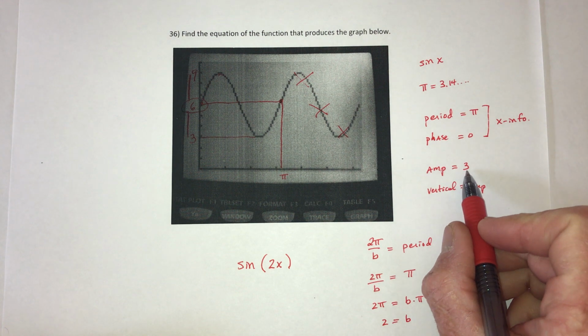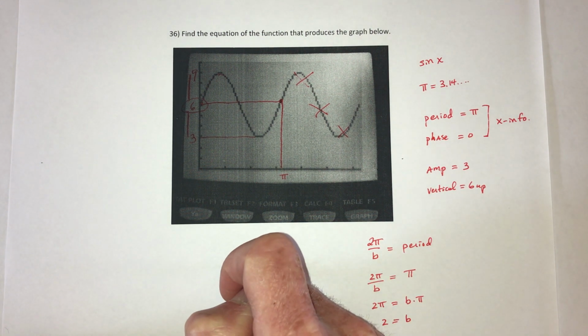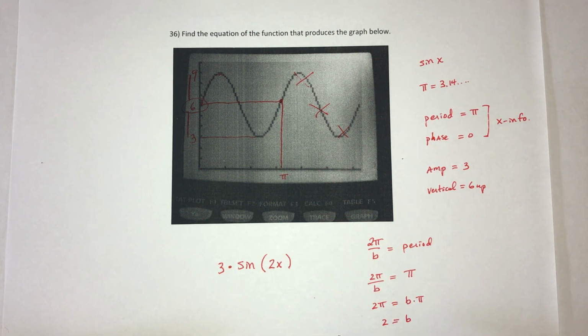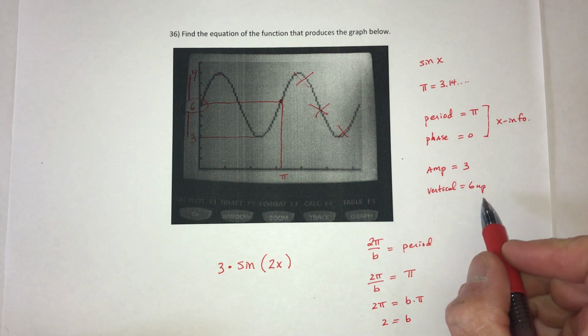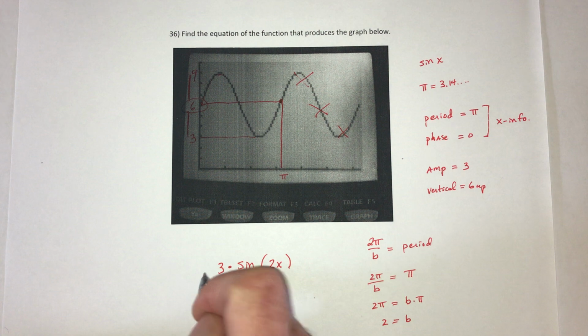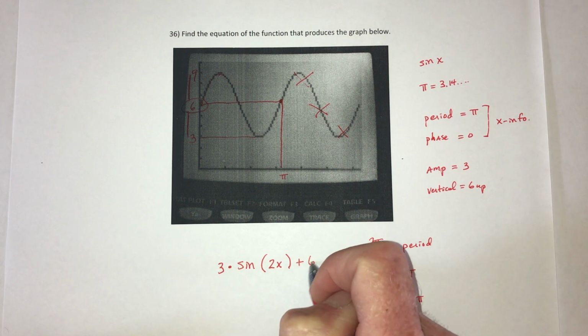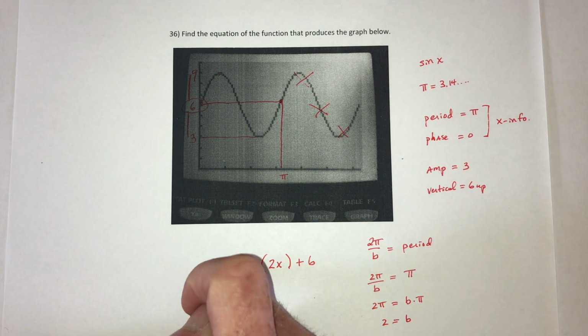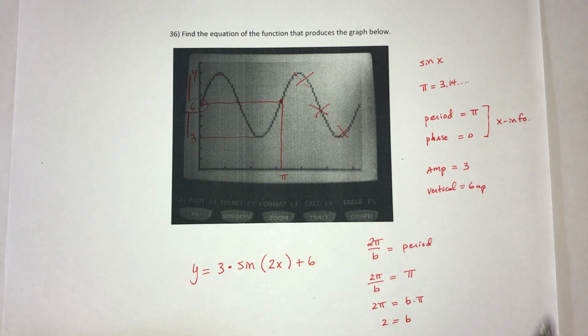Now the amplitude is the number that goes in front. So times 3. And the vertical shift means that you add a 6. Whether you put the plus 6 right here or plus 6 right here, it doesn't matter. So that should be the answer.